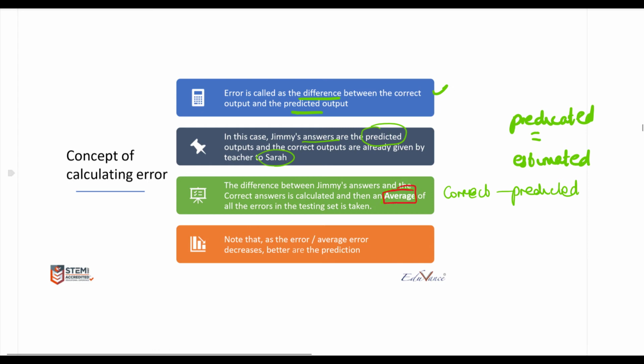And we take an average of all the errors, and based on the total average error, we are able to judge whether the prediction is good or bad. So let us go ahead and calculate the error for Jimmy.